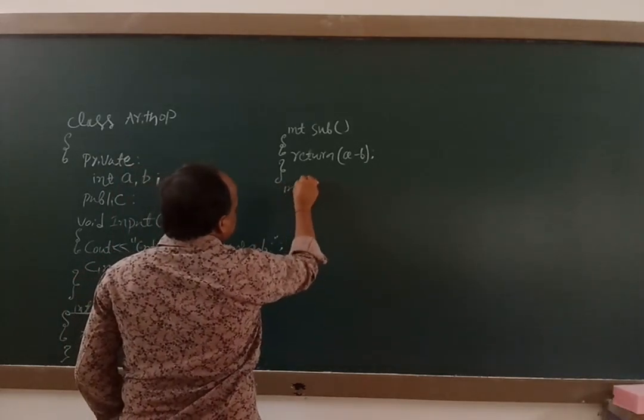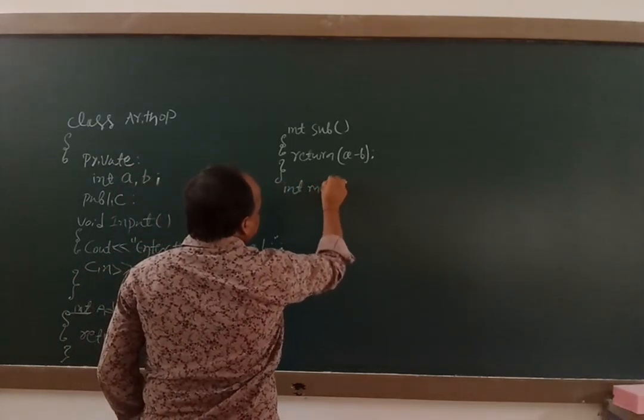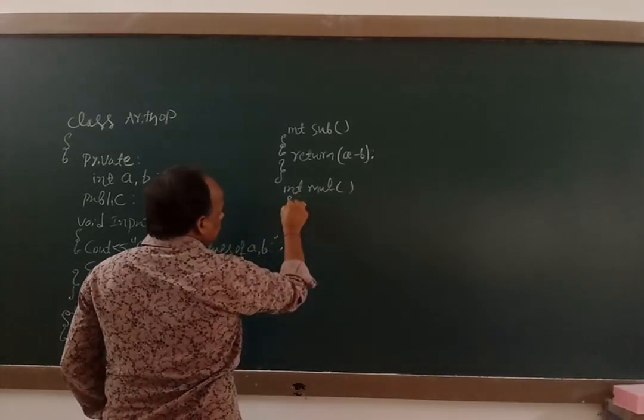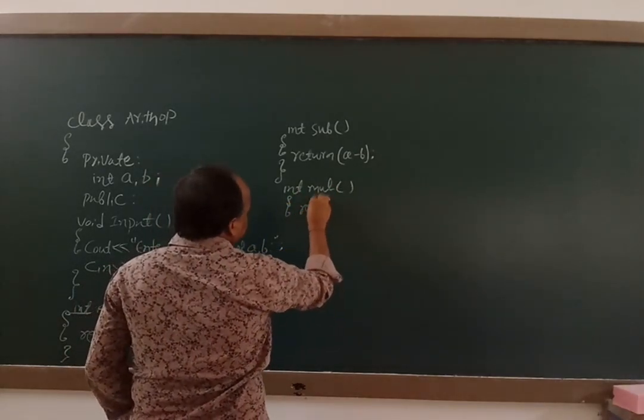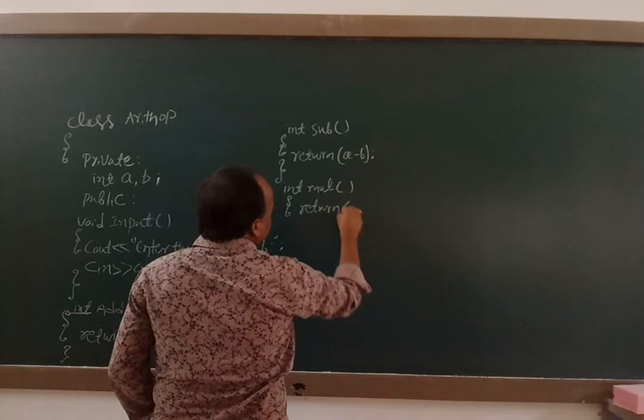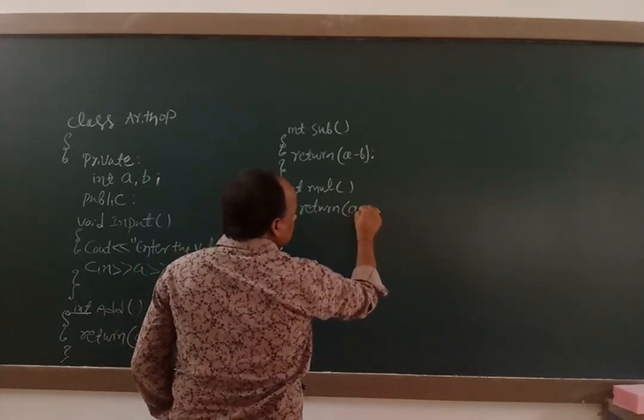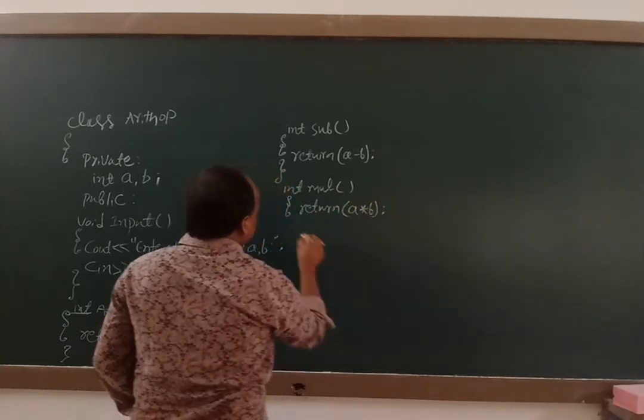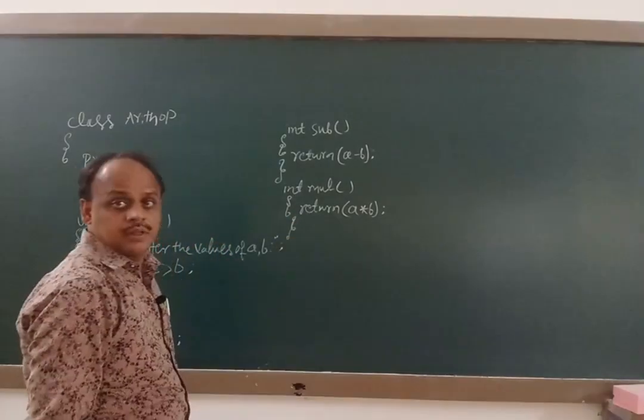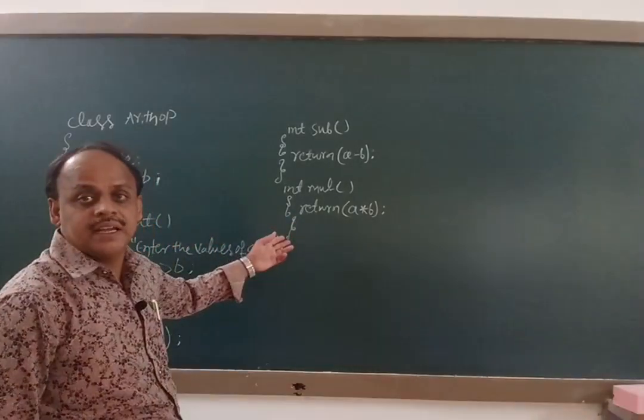Next int mul for multiplication, right? Return a into b, close it, right? Next, what is the remaining operation?